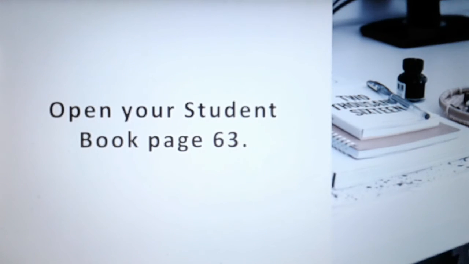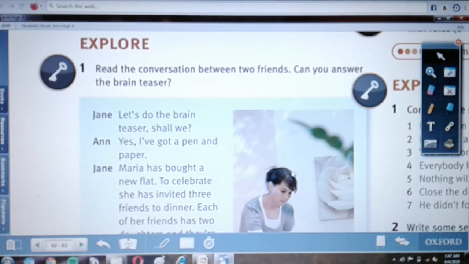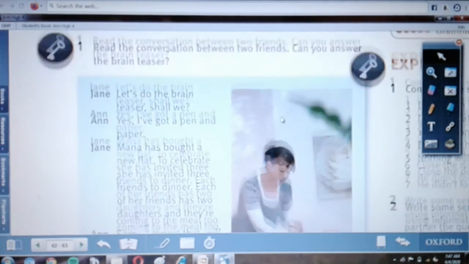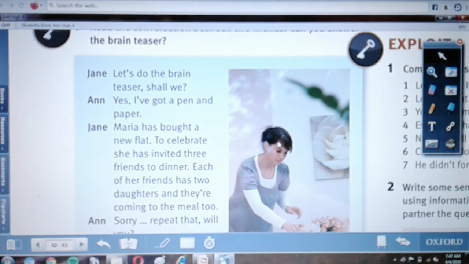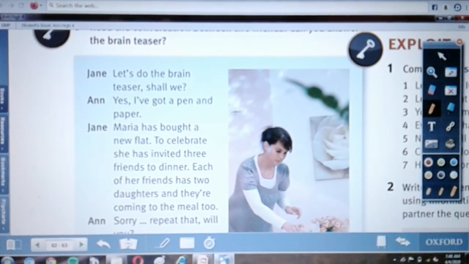Okay, now open your student book, page 63. Have you opened your student book, page 63? This time, what you need to do is to read this conversation between two friends and underline the question tags that you can find. For example, we found one right away. So, the first question tag is, let's do the brain teaser, shall we?